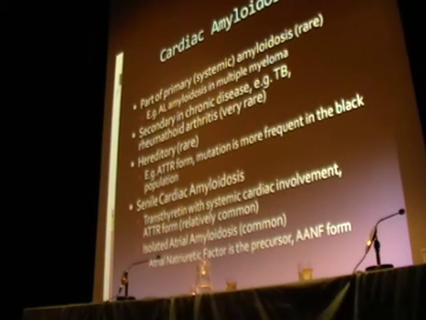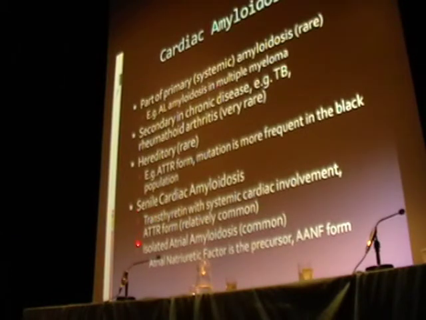Luckily, it's relatively rare. Secondary amyloidosis, for example in patients with infections such as tuberculosis, or in patients with inflammatory disease like rheumatoid arthritis, is again very rare in the developed world. We have these cases of hereditary ATTR form of amyloidosis, also relatively rare. But here we come to senile cardiac amyloidosis, and this is the form of cardiac amyloidosis which we think is not rare at all. Actually, it may be very common, much more common than we think it is.